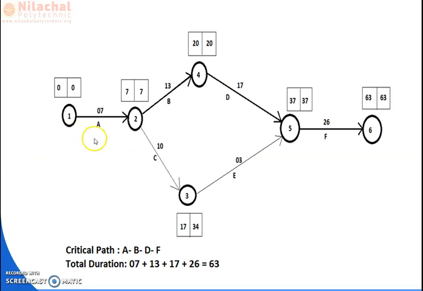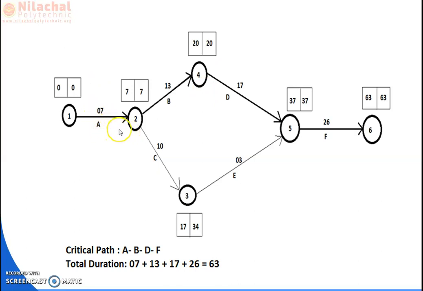The name of the activity, A, is written below the arrow mark. The activity duration, that is 7, which is the time required to complete the activity, is written on the top of the arrow line.